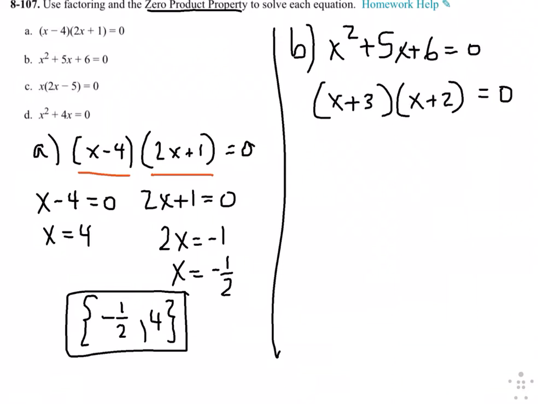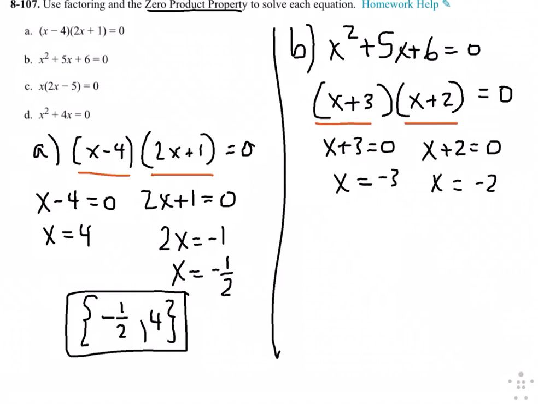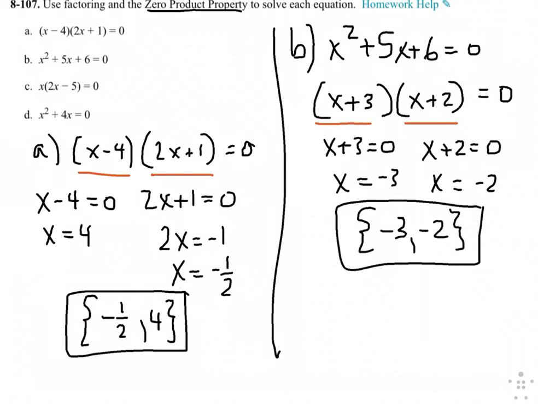Again, the zero product property says that that or that is 0 because we're multiplying. So either x plus 3 is 0 or x plus 2 is 0. So x equals negative 3 or x equals negative 2. So we have two solutions, and they're negative 3 and negative 2.